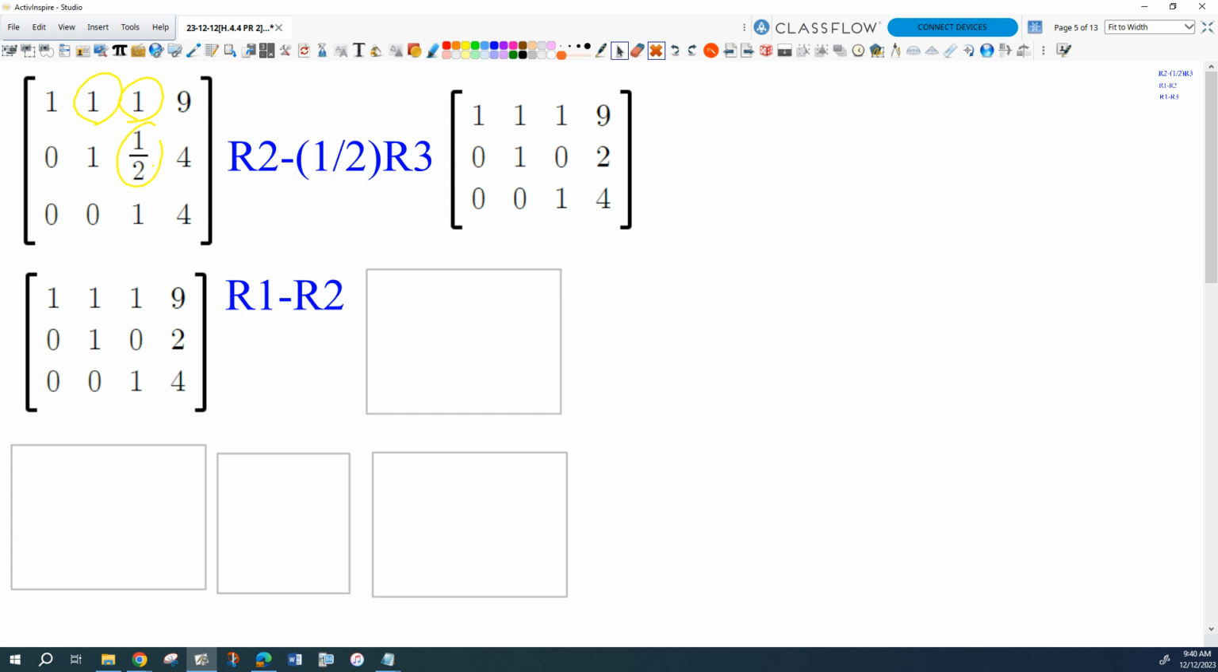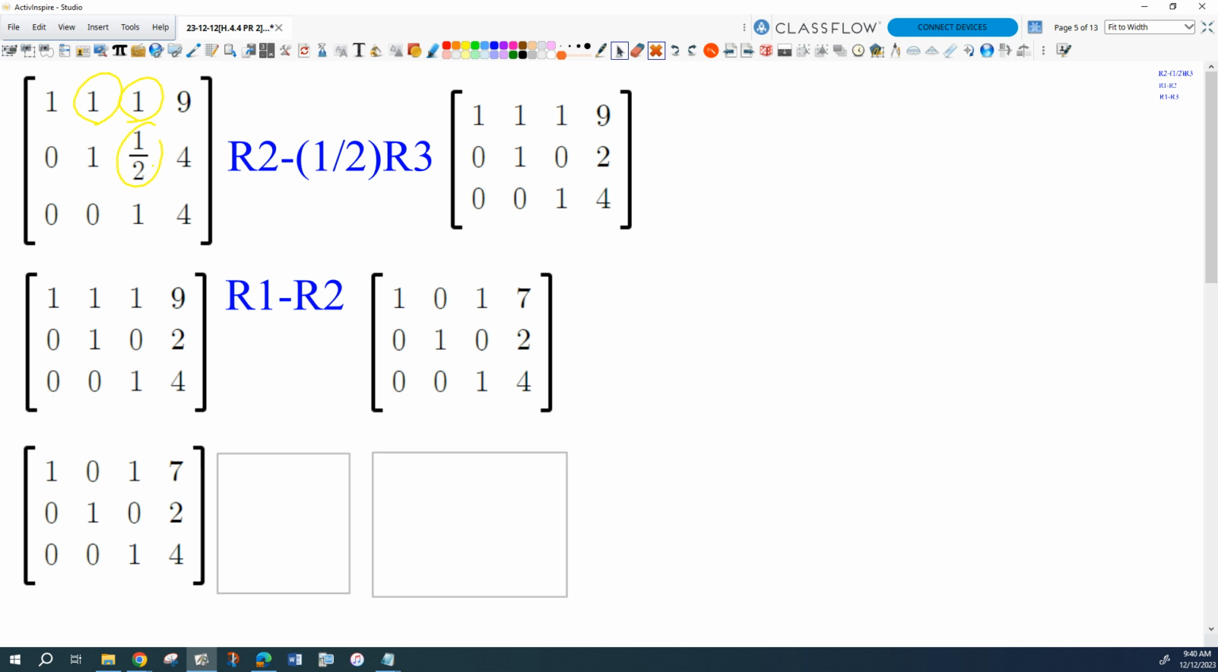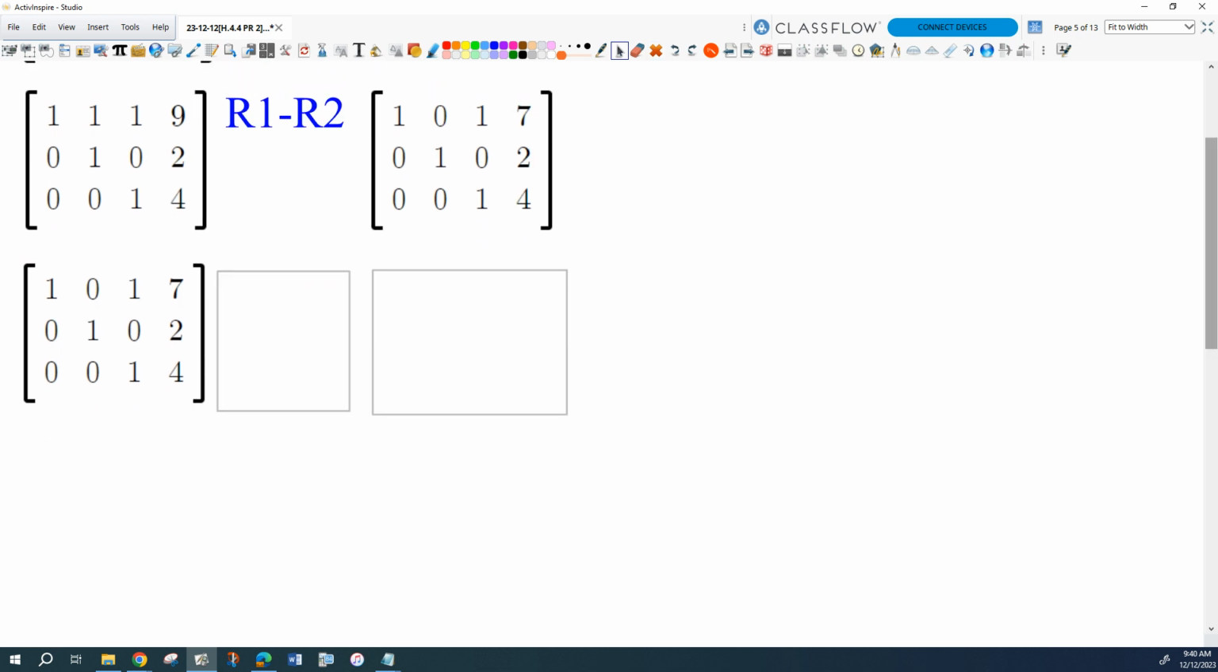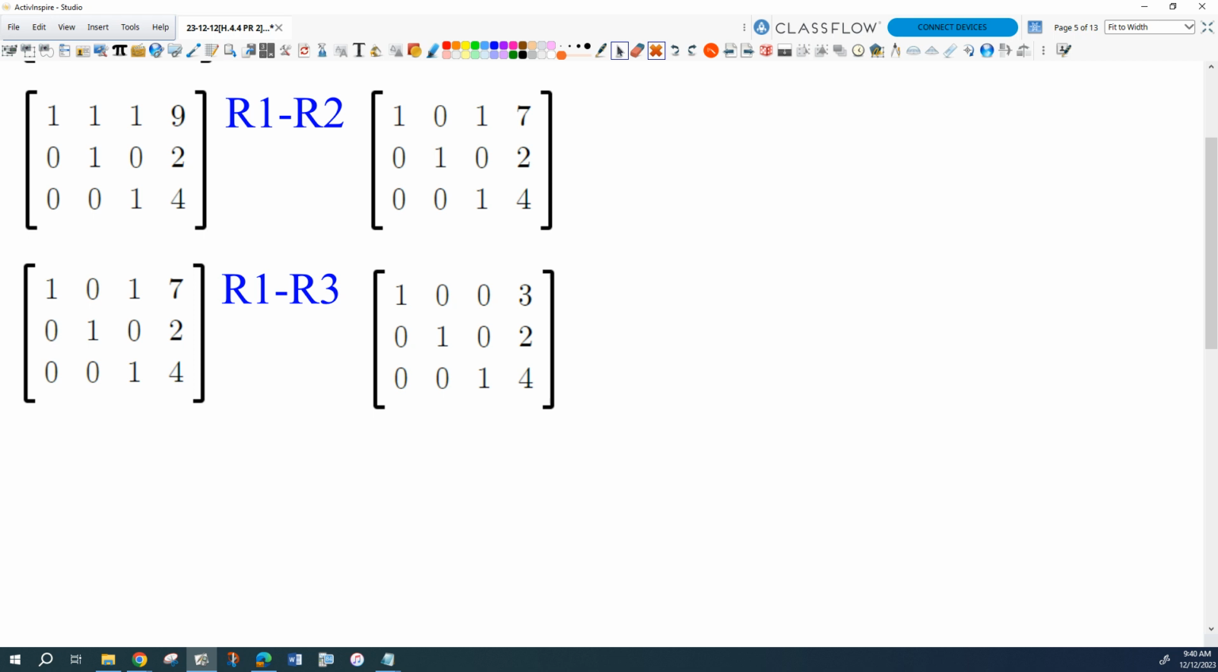Okay, so there's our next step. We could just subtract row 2 from row 1, and that's going to make that a 0 and that a 7, right? Everybody get that? Okay. And then last step. Yeah, subtract 3 from 1, to get rid of that and make that a 0. And there we have it. Okay, and that's our solution, isn't it? That's telling us x equals 3, y equals 2, z equals 4.